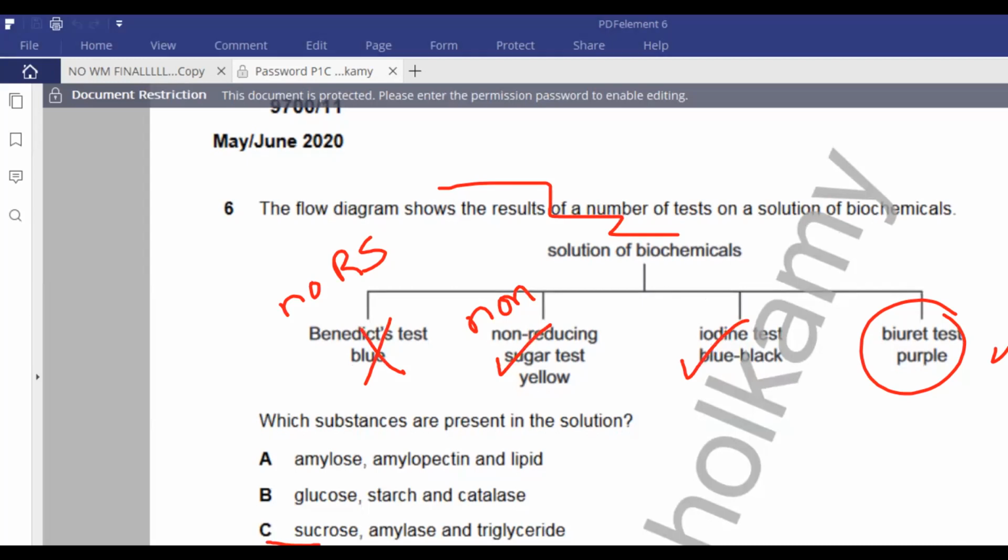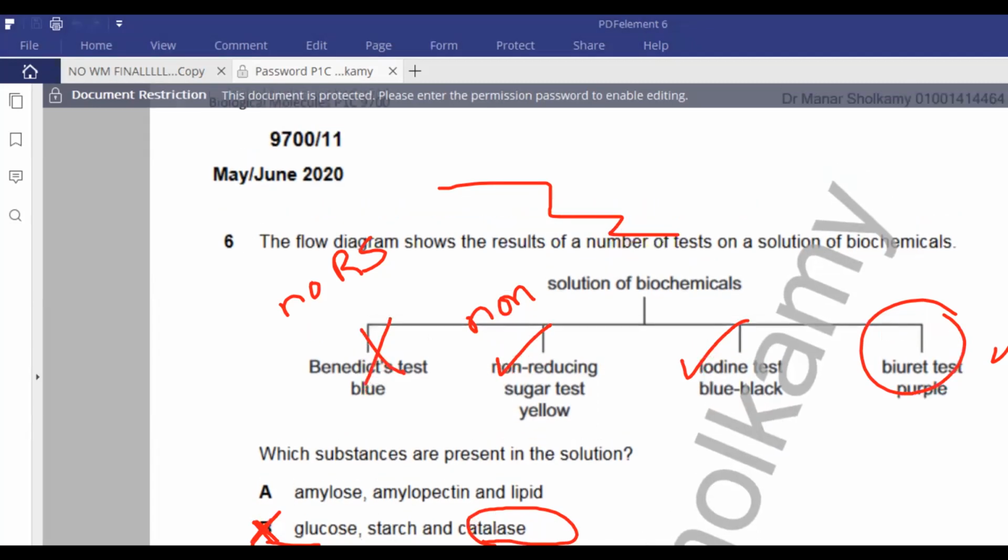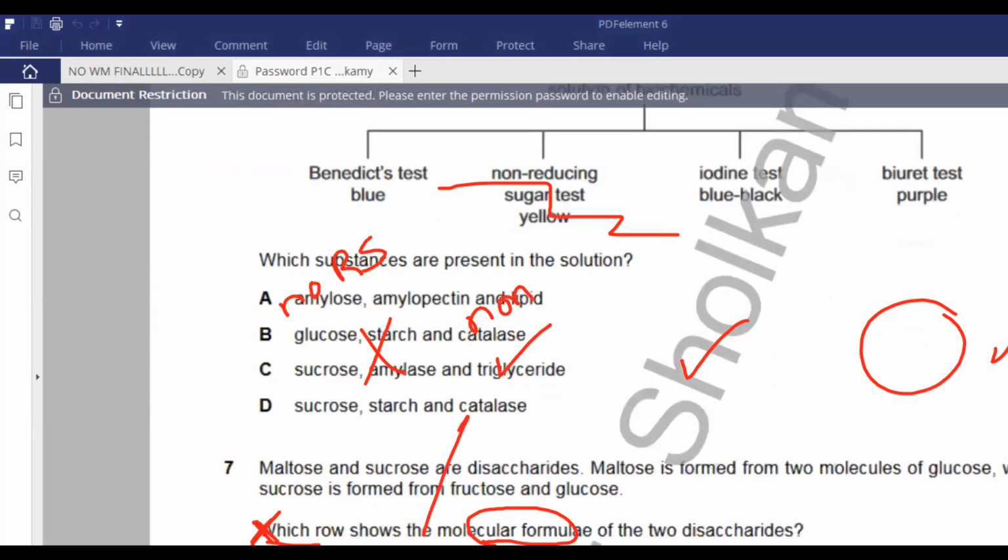Okay, and then we said that iodine is positive, so it contains starch. And look at C. Is C the correct answer or the wrong answer? Did we do any test for fats? No. So is C right or wrong? Wrong. So what's the remaining answer? Come on. D. Okay, the answer is D. Okay, let's move on.